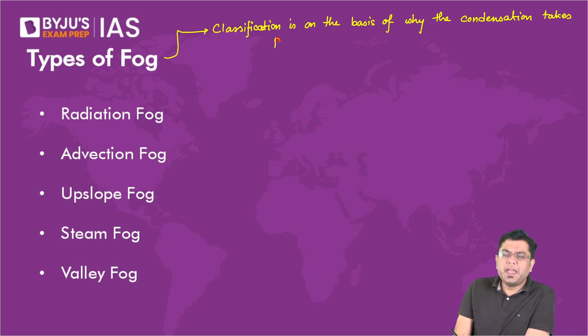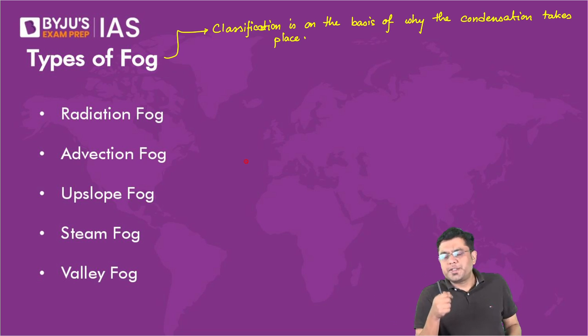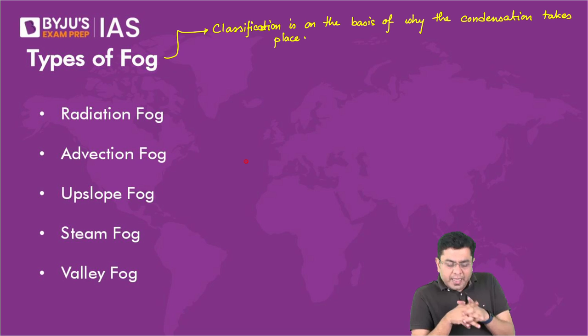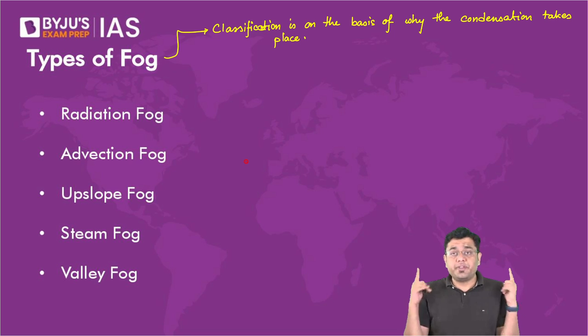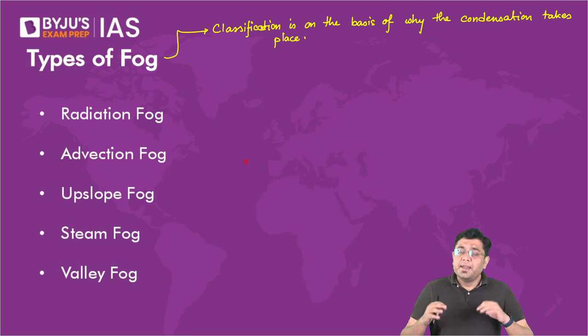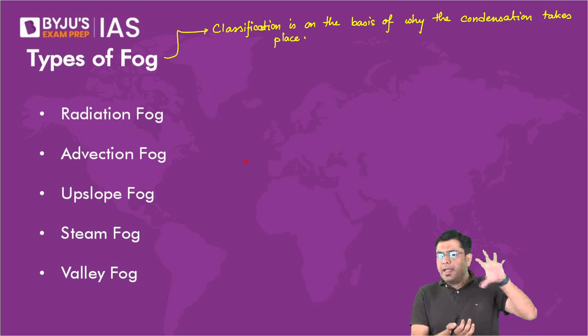Okay, so we have radiation fog, advection fog, upslope fog, steam fog, and valley fog. All of these are basically condensation happening near the ground surface. But in all of them, the air is losing temperature because of different reasons. In the case of radiation fog, it is very similar to the case that we studied for surface inversion, and that is that the surface suddenly loses heat. When the surface loses heat, the surface becomes very cold, and the air above it will also become very cold.